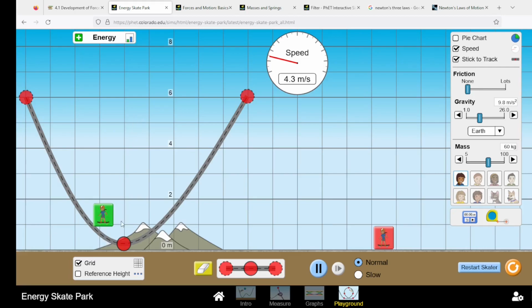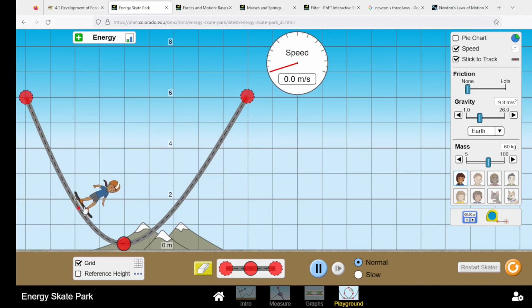Now, Galileo, he had round balls and smooth track up in his ivory tower somewhere. And here, I don't have round balls and smooth track, but I do have something quite similar, maybe even better. I have Energy Skateboard Park. So we're going to use Energy Skateboard Park FETSIM to conduct the same experiment Galileo did.